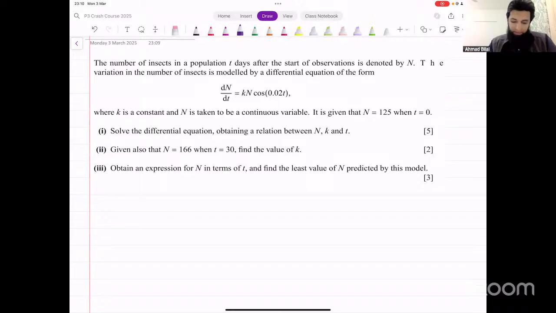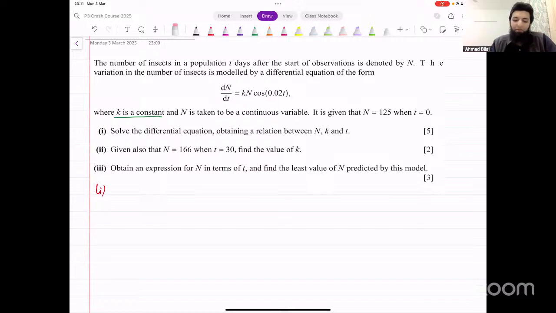All right, let's have a look at this. It says solve this differential equation, obtaining a relation between n, k, and t. How do we solve this differential equation? Let's look at this. k is a constant. n is taken to be a continuous variable. What does that mean? Continuous variable means something that can have decimal values.